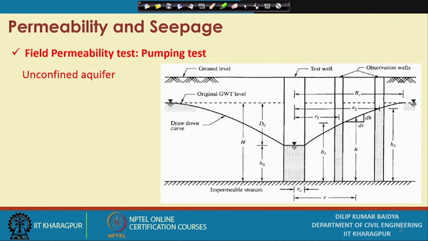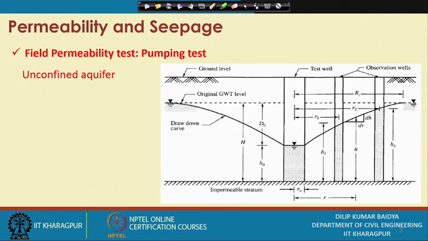Unconfined means there is an impervious layer at the bottom, and over that there is a constant water level up to some height. The topmost level of water, which I have discussed, is the water table or groundwater level, where the pressure is atmospheric. As I mentioned before, if you make a borehole, it will initially show water at the same level as the groundwater.